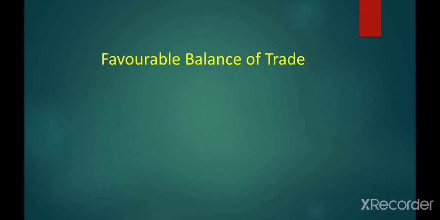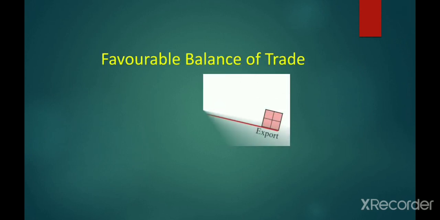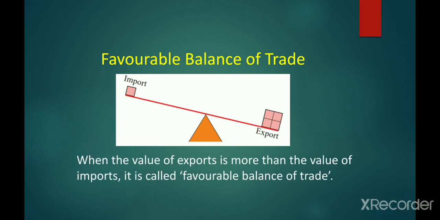Second type of trade is favorable balance of trade. See, when the value of export is more than the value of import, it is called favorable balance of trade. Japan's trade is a favorable balance of trade. Means here the value of export is more and the value of import is very less as compared to the export. This is called favorable balance of trade.